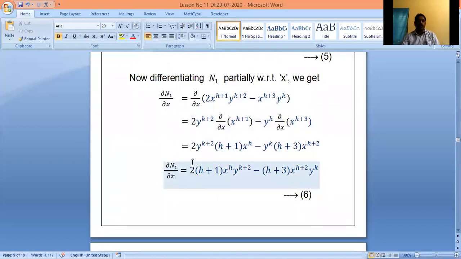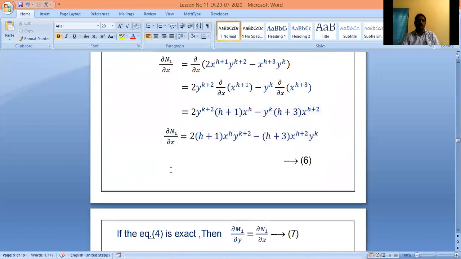That is equal to 2y^(k+2) ∂/∂x of x^(h+1), which is (h+1) x^h, minus y^k into, here ∂/∂x of x^(h+3) is (h+3) x^(h+2). That is, ∂N1/∂x = 2(h+1) x^h y^(k+2) − (h+3) x^(h+2) y^k. Let this equation be 6.